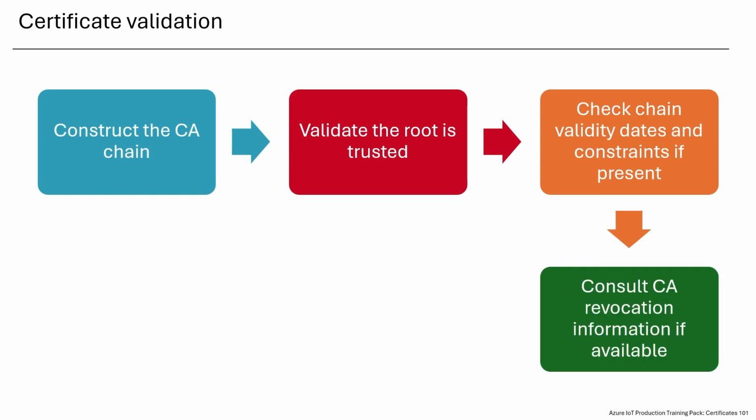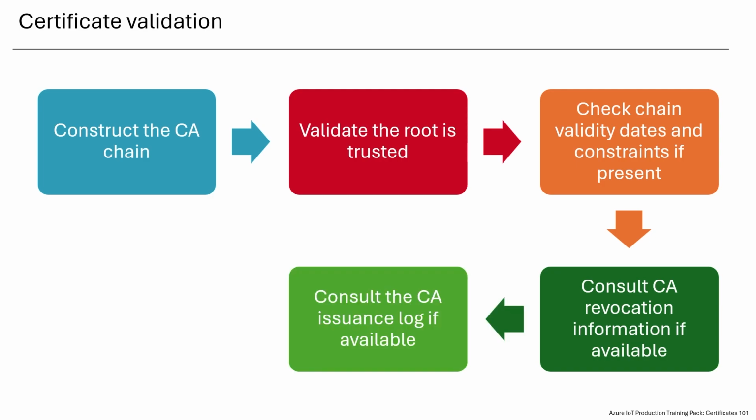Fourth, check to see if the certificate is revoked. Certificates may contain extensions or extra pieces of information to indicate a certificate revocation list, storage location, or a service such as an online certificate status protocol responder or OCSP responder. These methods allow the verifier to check that a CA has not explicitly revoked the certificate in question. I'll talk more about that in a little bit.